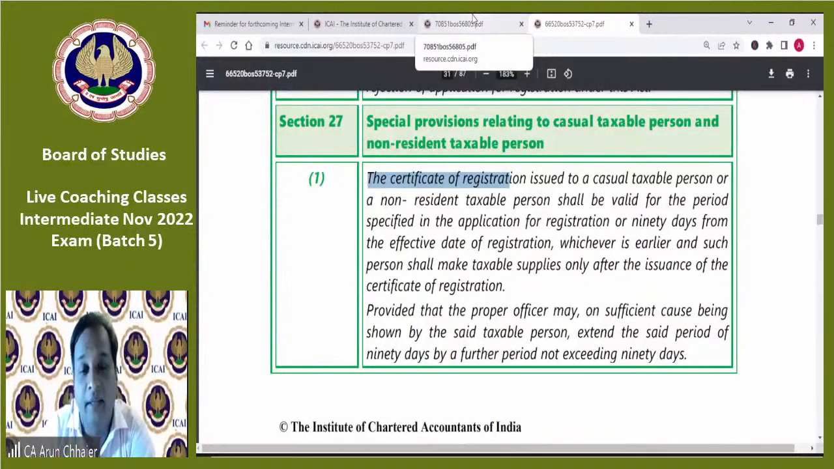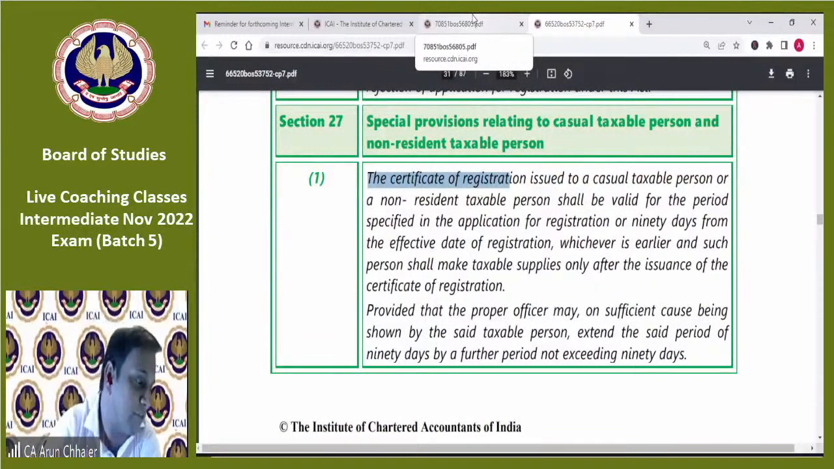Third point, that this registration is valid for 90 days. This registration is valid for maximum 90 days, which can be further extended 90 more days. Repeating again, when I am making the application under casual taxable person category, it says that from which date and to which date you want the registration. Maximum I can select 90 days. Further, if I like to extend, yes, I can extend only one time, another period of 90 days.